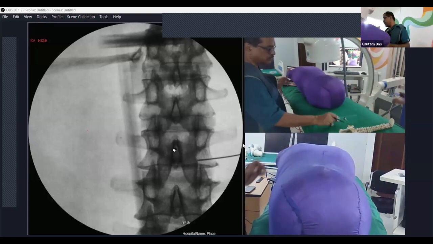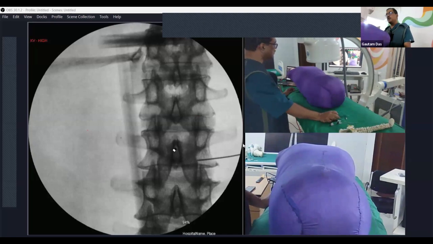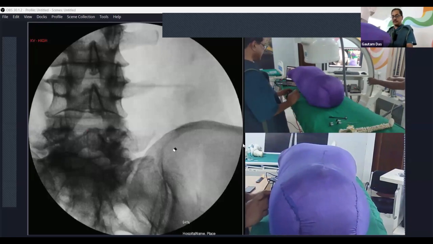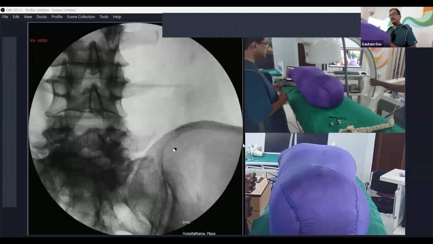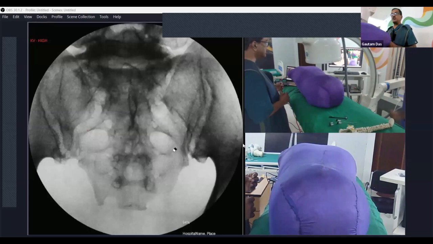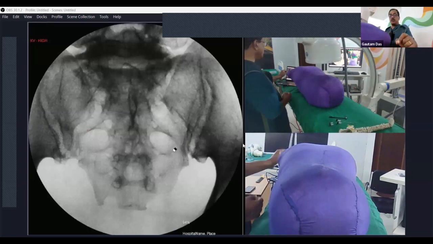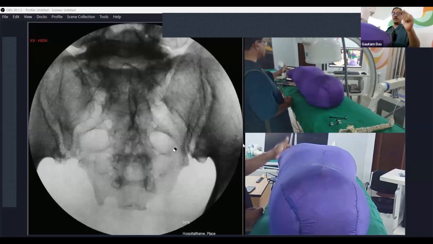Now I'll be changing. I have to go for the caudal epidural, the transforaminal and the SI joint. Sacral procedures now. Any questions regarding the lumbar sympathetic? Lumbar sympathetic is almost a similar procedure. The only thing is you are advancing the needle more and going to the anterior border of the vertebral body.